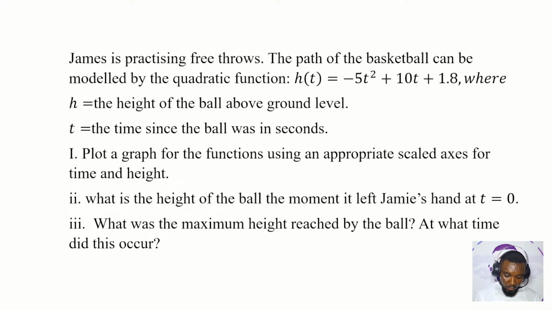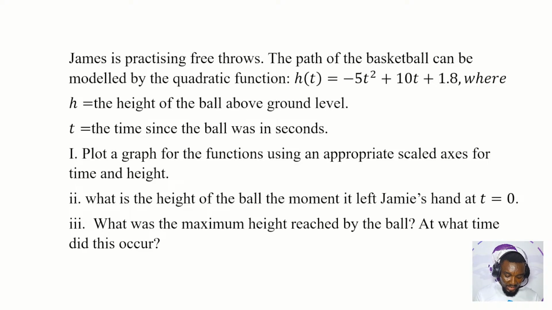Very good. So we have to plot a graph for the function using an appropriate scale for time and height. So that is the first part of the question. And then the second part of the question, we want to look at the height of the ball. What is the height of the ball the moment it left James's hand at t is equal to 0? Which is a very practical and simple question.